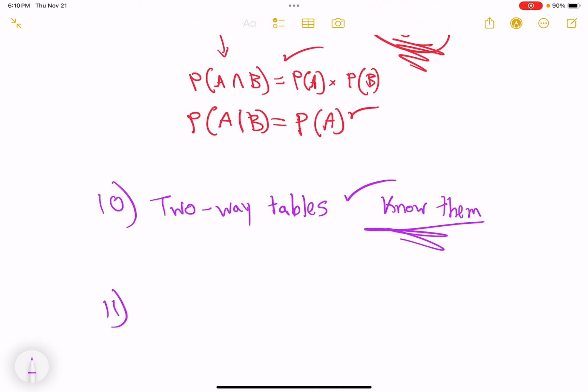Number 11. My tip number 11. Remember this binomial notation? I brought this up in class. There's this weird way that we like to notate binomial notation stuff. And that's by stating the number of trials, N, K.